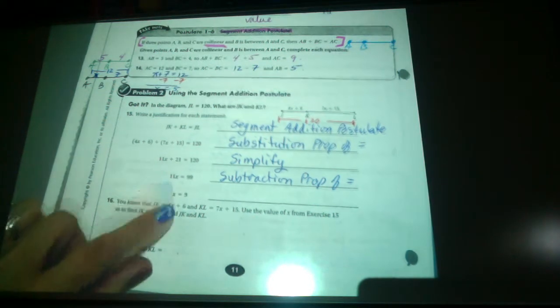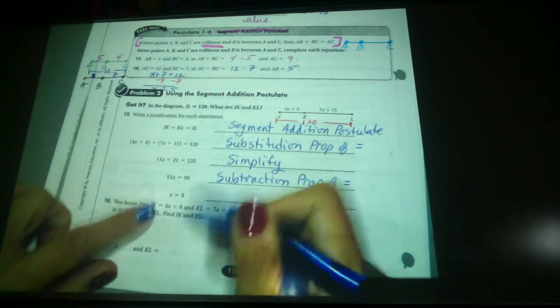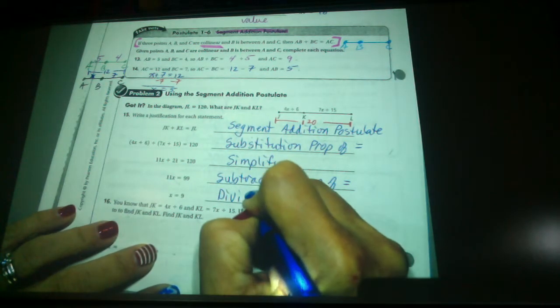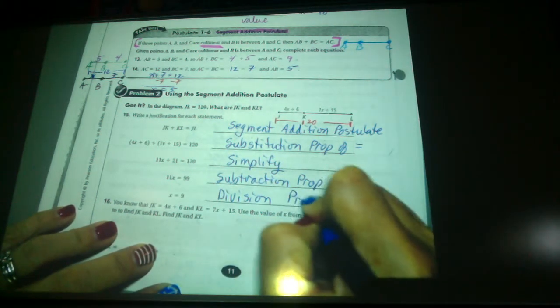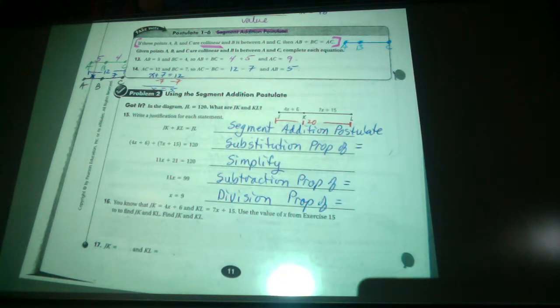And then from here to here, what do they do? They solve by dividing, right? By 11. So you're going to put the division property of equality. Remember, your book doesn't use those words, which you're going to start to learn to use.